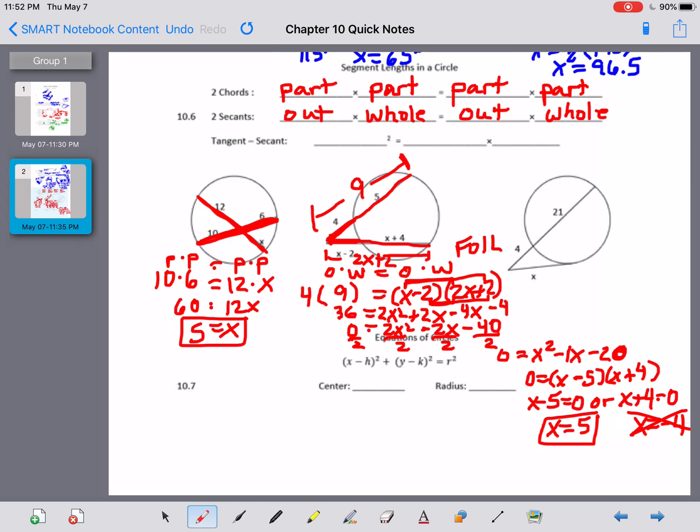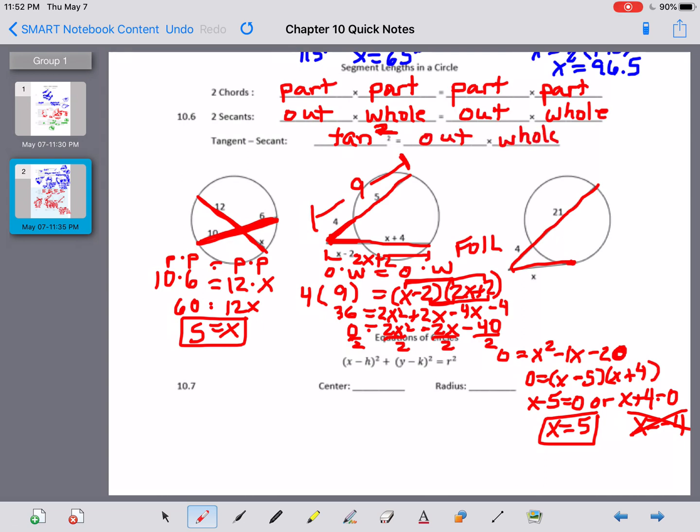All right, last one, tangent and a secant. So here's my tangent on the outside that touches once. Here's my secant that goes through and hits twice. The setup for this one is tangent. This is super tiny, so don't feel bad if you make it bigger. Tangent squared equals out times whole.